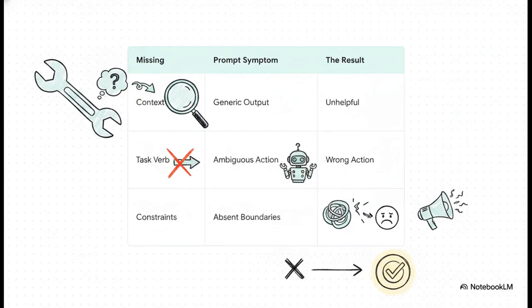What's brilliant here is that these 5 components actually double as a diagnostic checklist. You can instantly map a bad output symptom directly to its missing anatomical part. For example, if you get a generic output that's just full of unhelpful advice, boom, you're missing the context component. If the symptom is that the AI took the totally wrong action, your task verb was probably way too ambiguous. And if the output is just way too long or the tone is completely weird, you're definitely suffering from absent constraints. You can literally just work backward from the failure to find the cure.